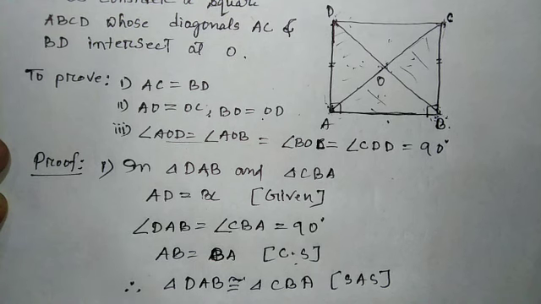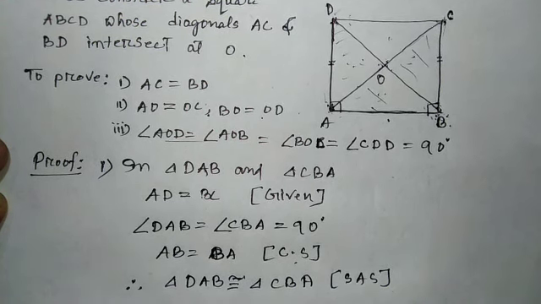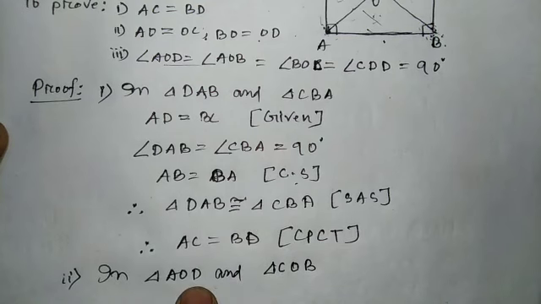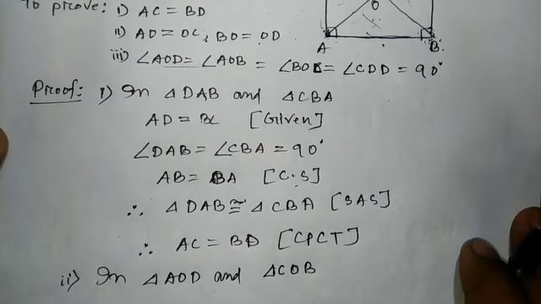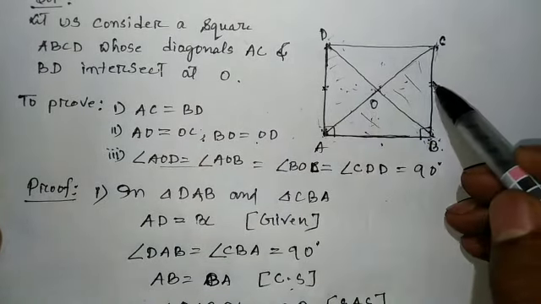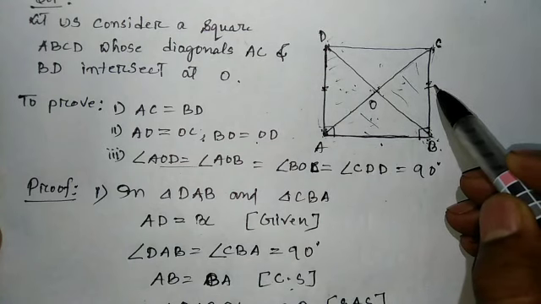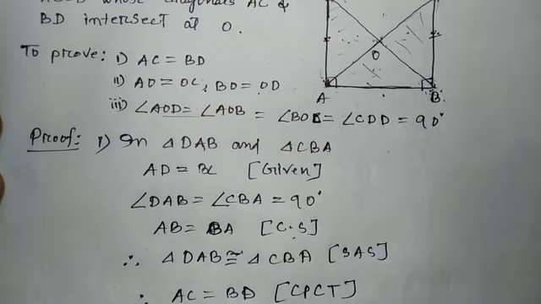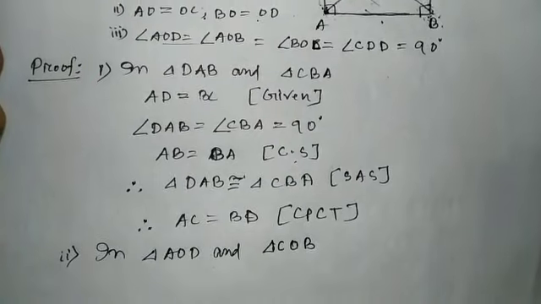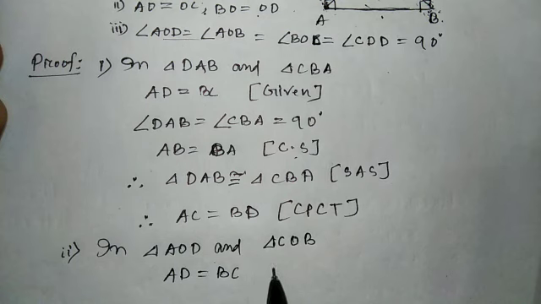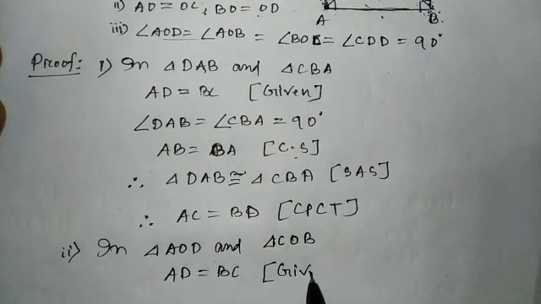So in triangle AOD and triangle COB, which parts are equal? Let's see. This side and this side are equal in these two triangles. So we can write AD is equal to BC. Why? Because ABCD is a square, or you can write given.